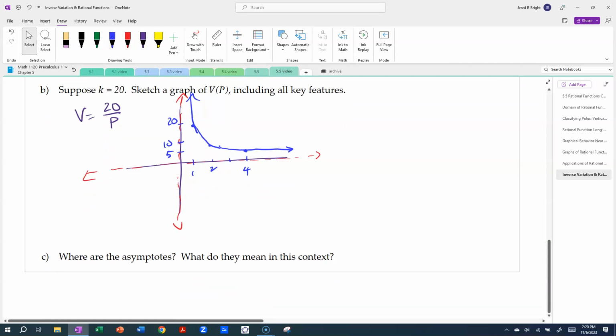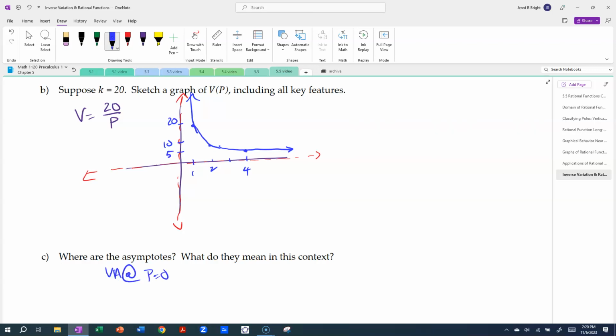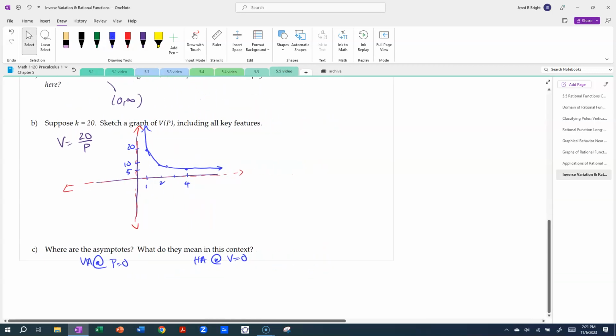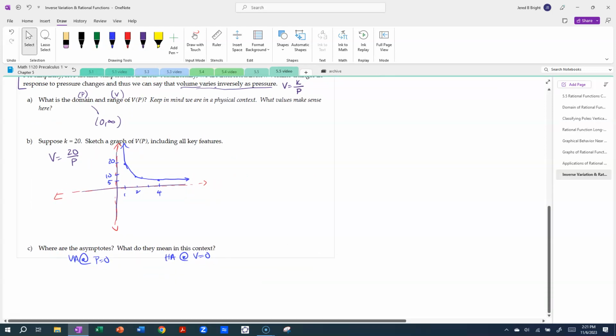Where are the asymptotes? I included them in my sketch, but what do they mean in context? If we think about the vertical asymptote at P is equal to 0, and the horizontal asymptote at V is equal to 0, this just means we can't ever have a pressure or volume of 0, because that doesn't happen in our physical context. Just like the last video, when we're in a certain scenario, we have to interpret what the asymptotes mean in context, whether they make sense, and how they could be useful in enhancing our understanding of that context.